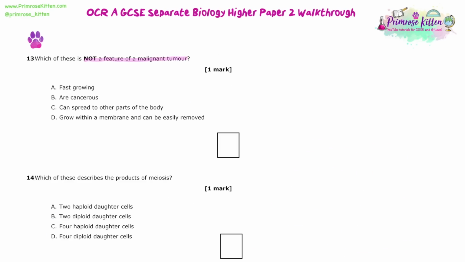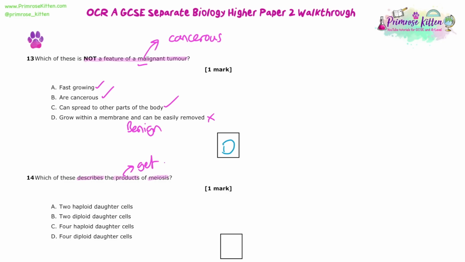Question 13. Which of these is not a feature of a malignant tumour? Okay, so malignant is a cancerous tumour. Always remember that mal on the front means bad. In French or Latin or whatever. So it's the bad one, so it's the cancerous one. So are they fast growing? Yes. Are they cancerous? Yes. Can they spread to other parts of the body? Yes. Can they grow within a membrane and therefore be easily removed? No, that's a benign tumour, so that's a non-cancerous one. Therefore it is D.